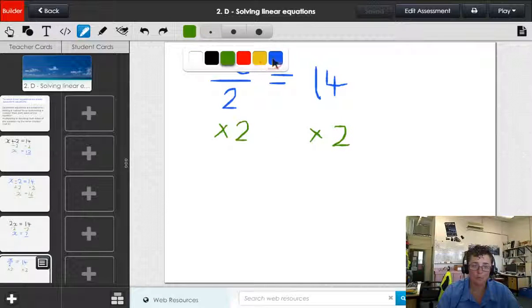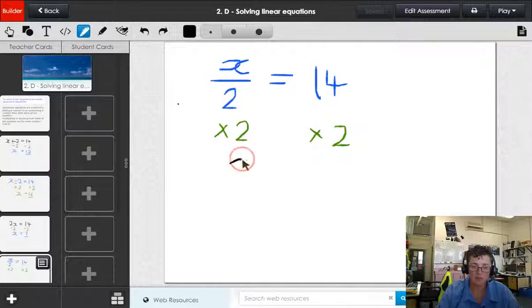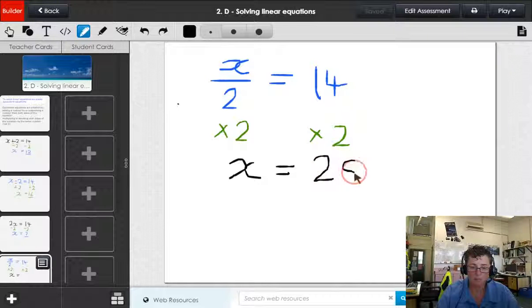And we get x divided by 2 times 2 leaves us with x, and 14 times 2 leaves us with 28. So we know that x is equal to 28. 28 divided by 2 is 14. Correct. So that's simple one-step equations. I'll finish the other two-step equations in the next video.